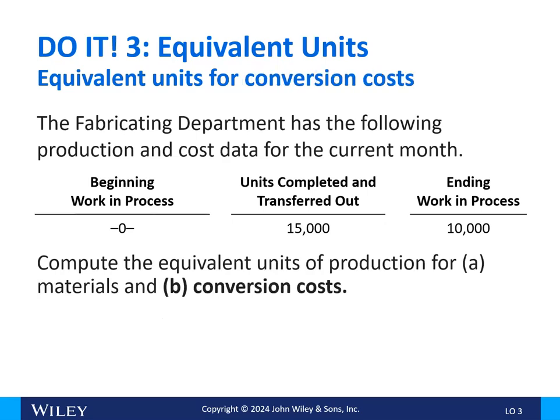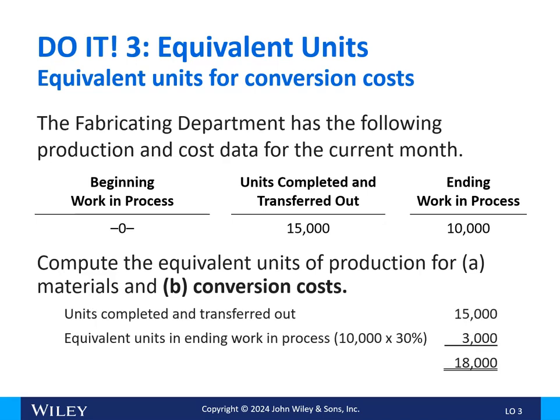For conversion costs, again, we start with the 15,000 completed and transferred out, but for ending work in process, we have to take a percentage. In this case, we learned that they were 30% complete as to the ending work in process. So 30% of the 10,000 is 3,000. Add that to the 15,000 completed and transferred out. 18,000 is our equivalent units for conversion costs.